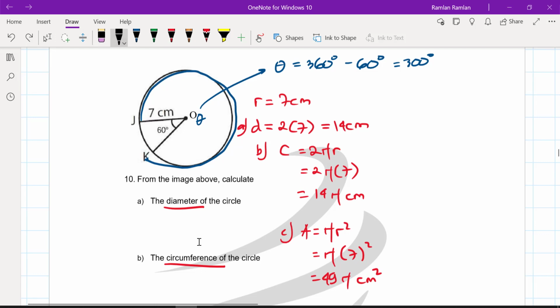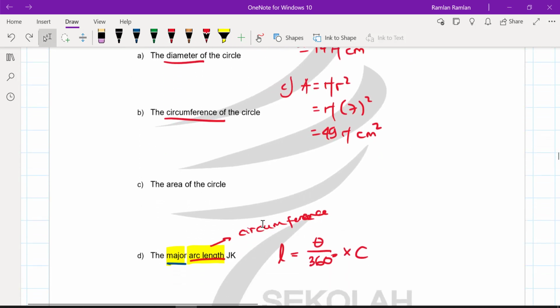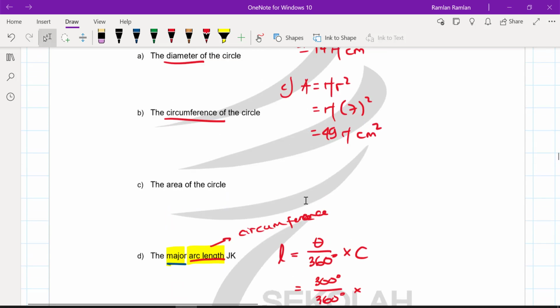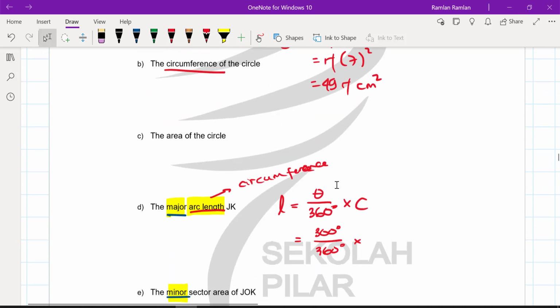It's over here, right? Since we know the circumference, you don't need to write down 2 pi r. I'm just going to write it down like this. Since this is the question for the major arc, the angle that we're going to use is 300 over 360 degrees multiplied by the circumference, which here is 14 pi centimeters.